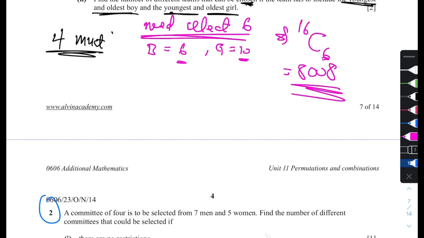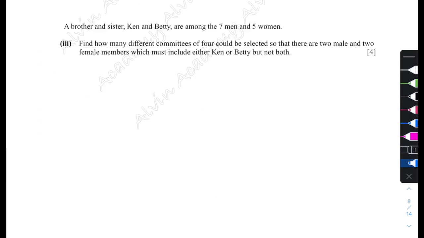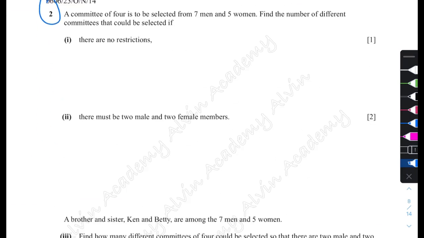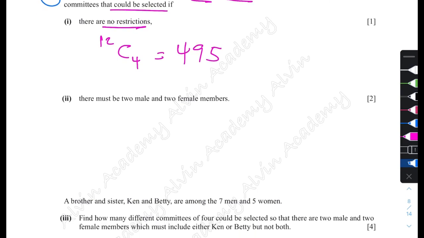All right. So let's look at this question, maybe, and then this one, and then we call it a day. Okay. So it says that a committee of 4 is to be selected from 7 men, 5 women. Find how many different committees could be selected. You see, selection. That's combination. No restriction. Okay. So you have 12 people in all, 7 plus 5, and we want to select how many people? 4. All right. So 12 combination 4. I have 495.